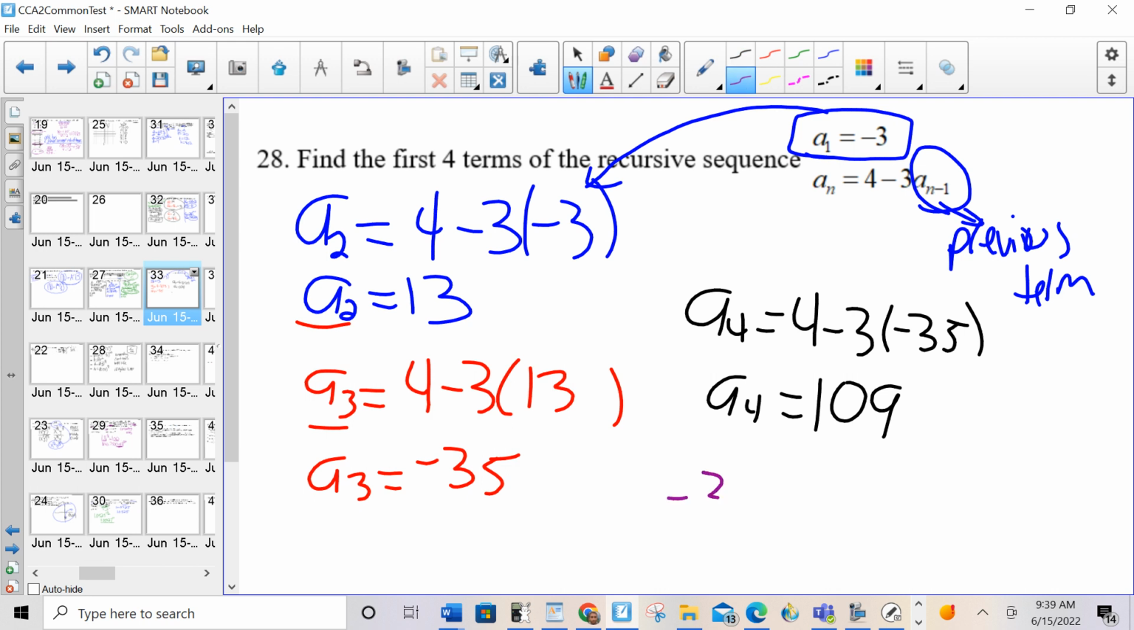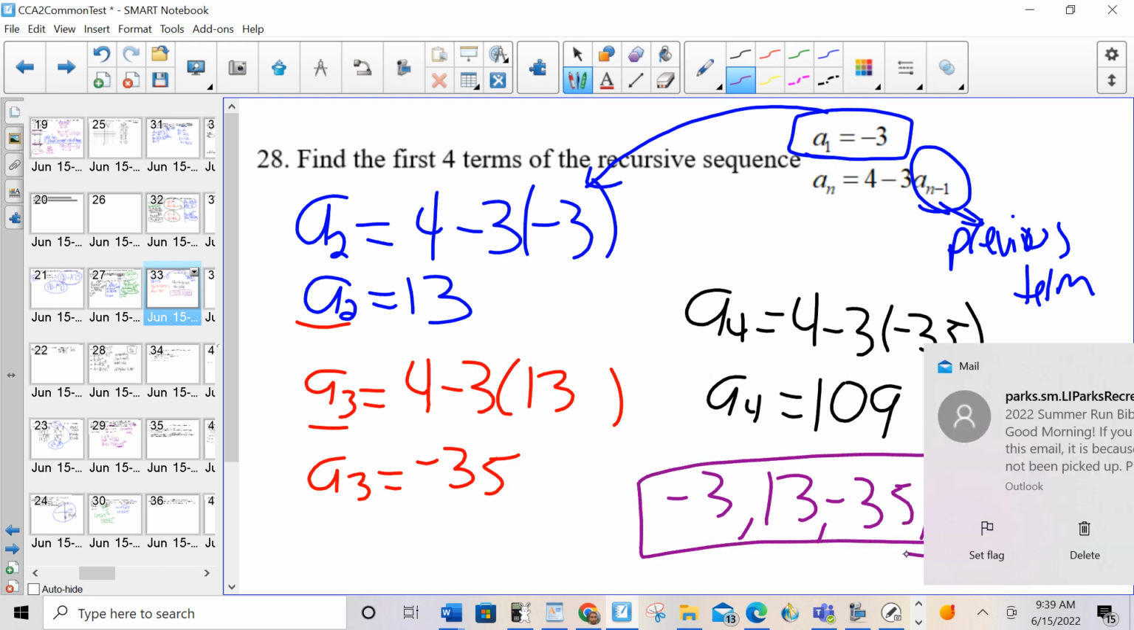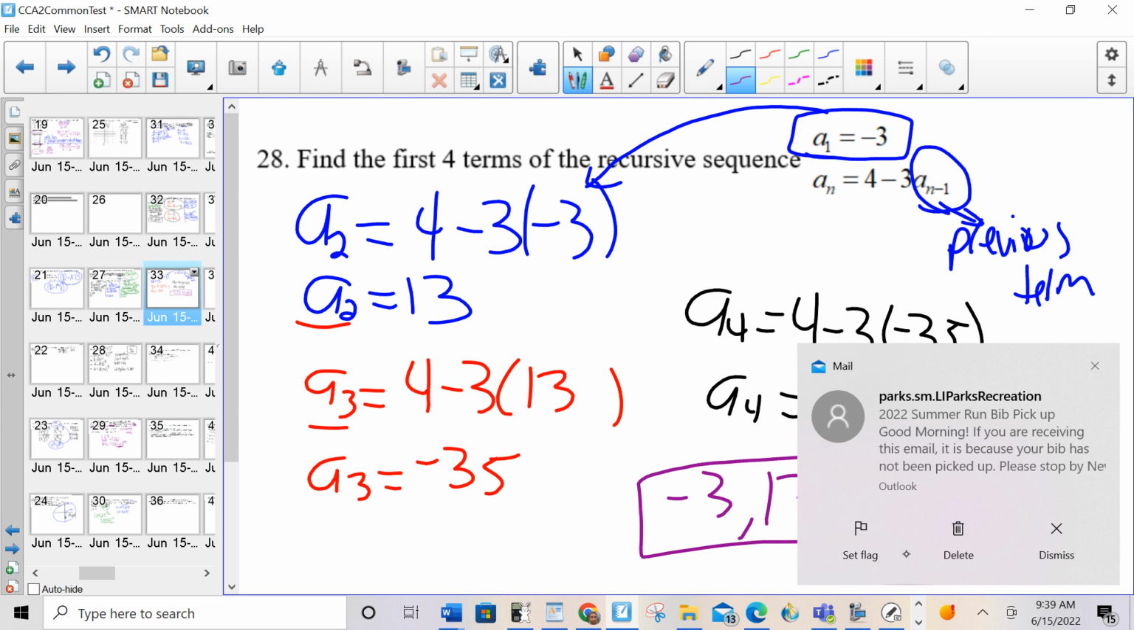So it asks for the first four terms. Well, the first term is -3. The second term is 13. The third is -35. And the fourth is 109. So if you know how to evaluate a recursive formula, you're good.